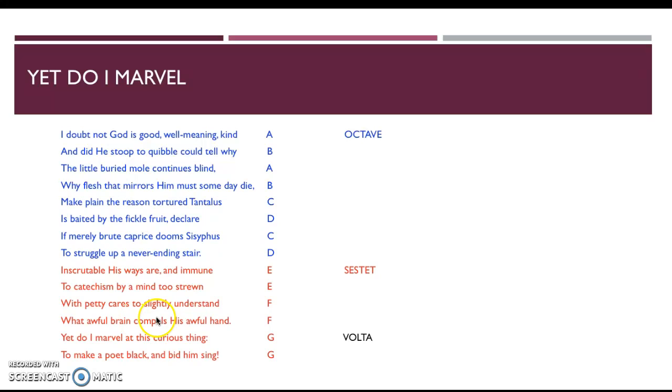But here's the couplet. After he's established all these things that he doesn't doubt, and after he's established that his ways are beyond our understanding, he says, yet do I marvel at this curious thing, to make a poet black and bid him sing. In the discussions this week, I would love for you to attempt to answer what you think he means by that. What does that last couplet mean? What is Cullen saying in those last 2 lines?